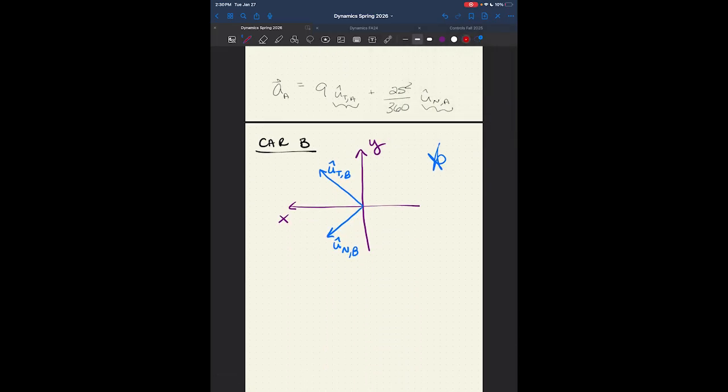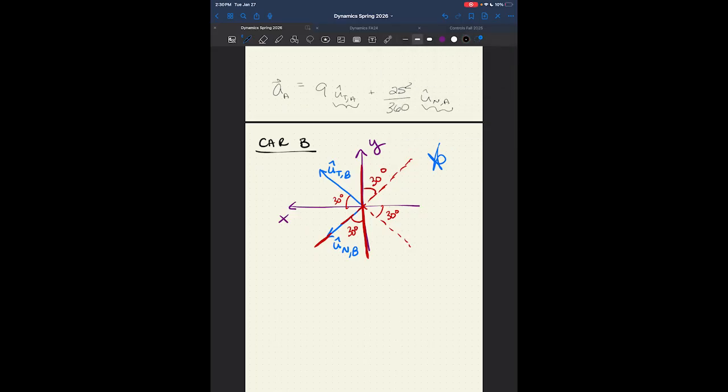If I go back down to my picture, I know there's 30 degrees between the vertical and the normal direction of B, which means that this angle is 30 degrees and so is this angle. Which means that every other wedge is also 30 degrees. So we could say this is 30 degrees. If we extend this back this way, then this is also 30 degrees.